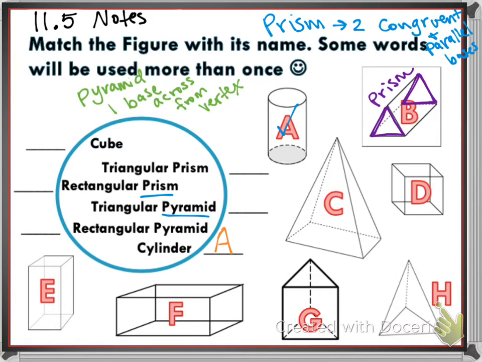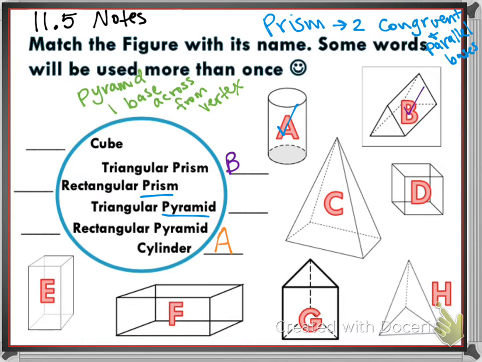And because the bases were triangles, this is actually a triangular prism. It's not a pyramid because a triangular pyramid would have a triangular base, and then all of the vertices would come together at one point. So you would have a vertex, and then you would have one base, whereas this had two bases, and it didn't come together at one point. So that made it a prism. So we got that one.